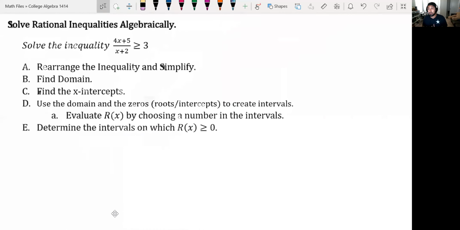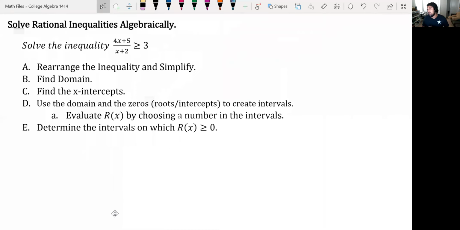Which means this is actually great because we don't have to worry about horizontal asymptotes, vertical asymptotes. We don't have to worry about if we intersect them. We don't have to worry about graphing. We only worry about finding the x-intercepts, the domain, plotting them on a number line, and answering the question. How easy does that sound? Sounds pretty simple to me.